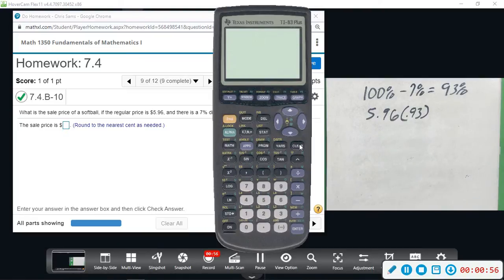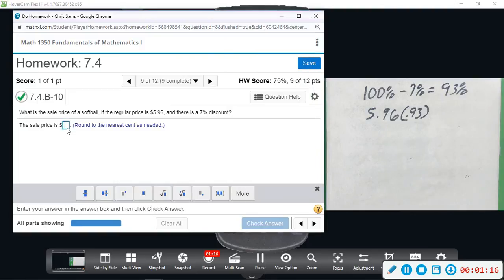We're going to do 5.96 times 0.93, and we get 5.5428. It says round to the nearest cent, so to 2 decimal places, this 4. 2 is not big enough to round it up, so just 5.54.